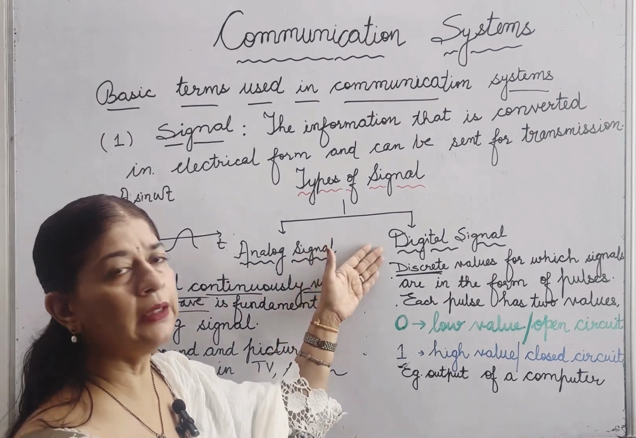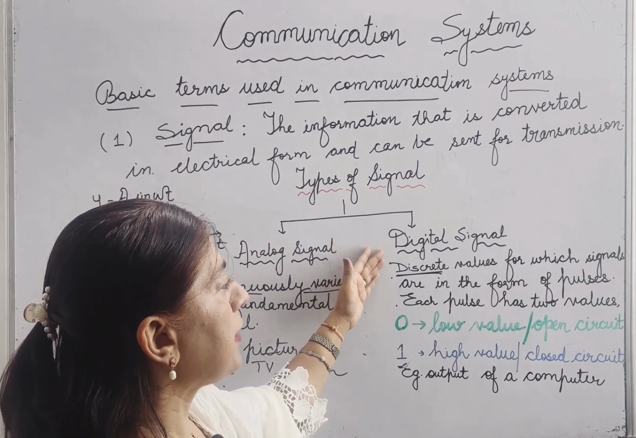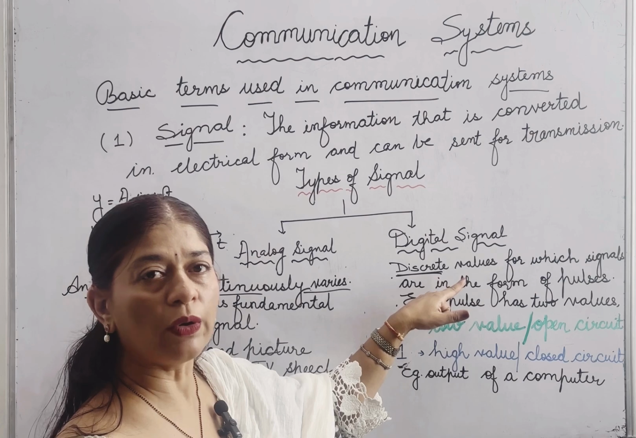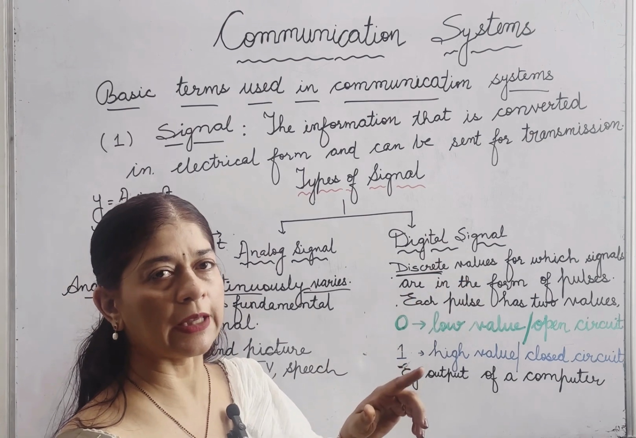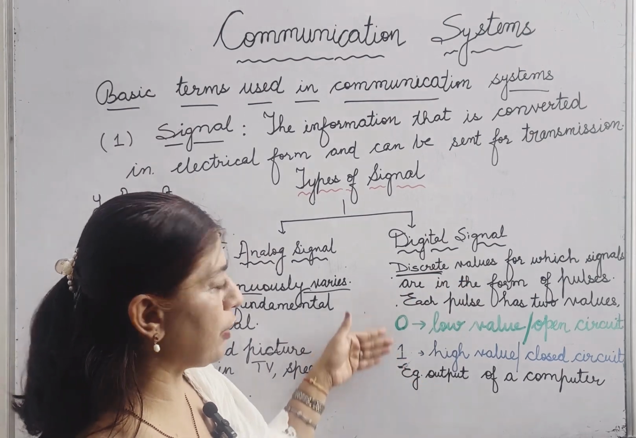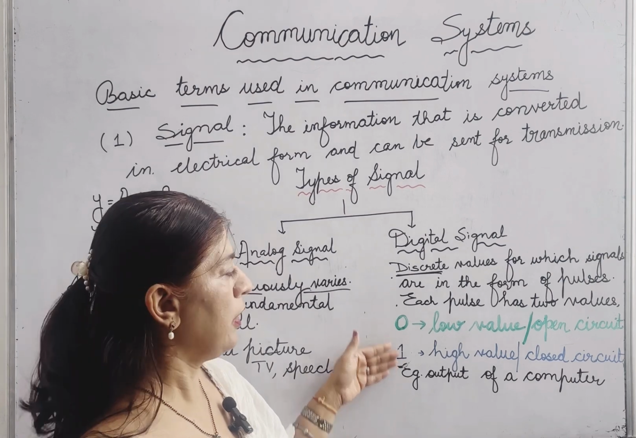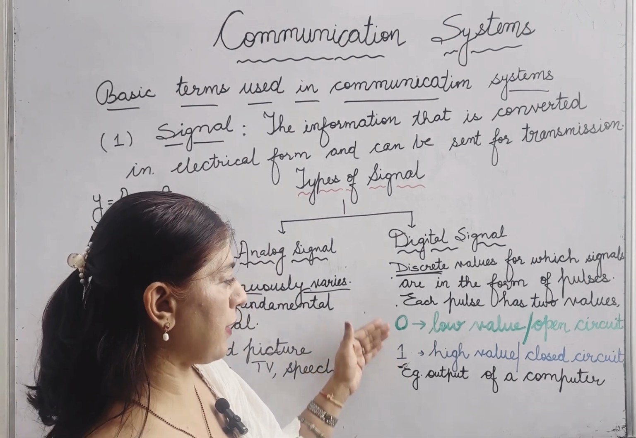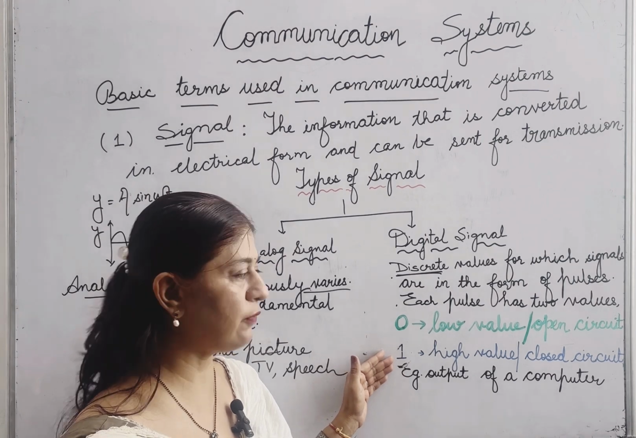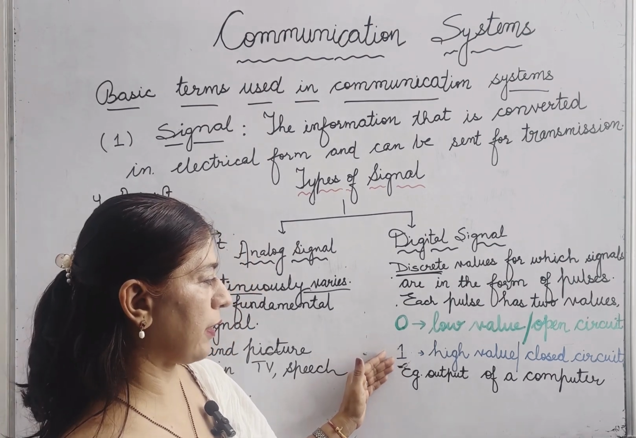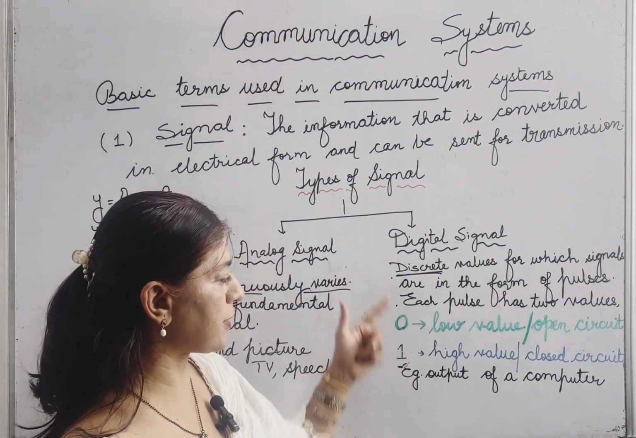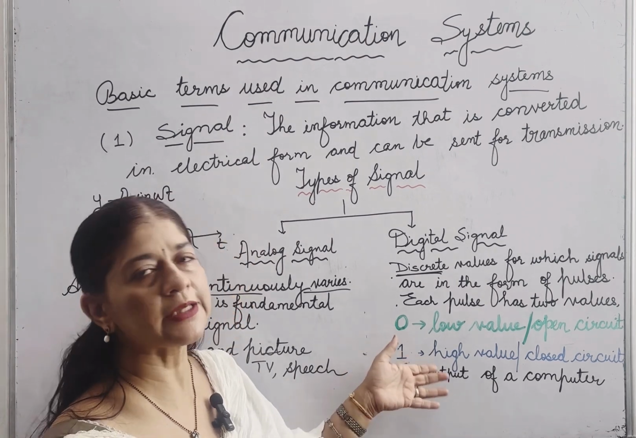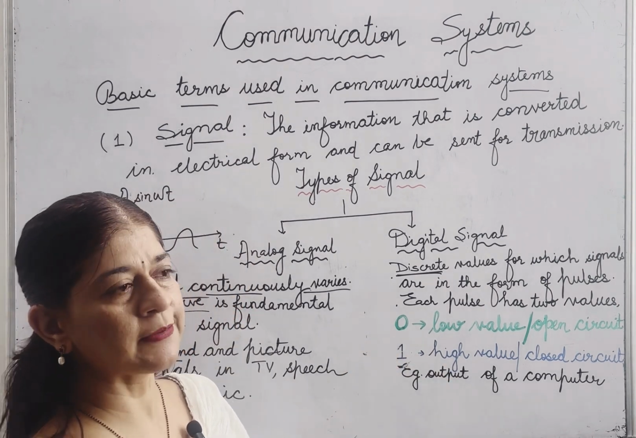On the other hand, the digital signal is having discrete values. It is not changing continuously, but it is working on only two values, 0 and 1. 0 corresponds to the low value or open circuit, and 1 corresponds to the high value or the closed circuit. And the example for the digital signal is the output of a computer. It works in the form of pulses.